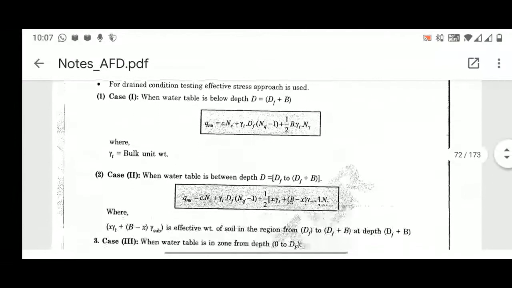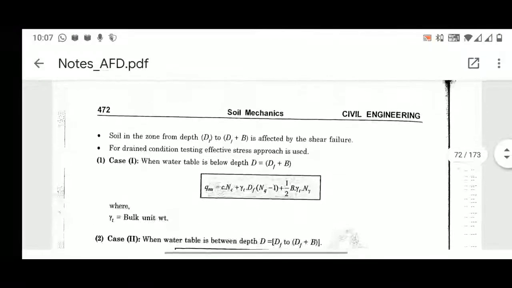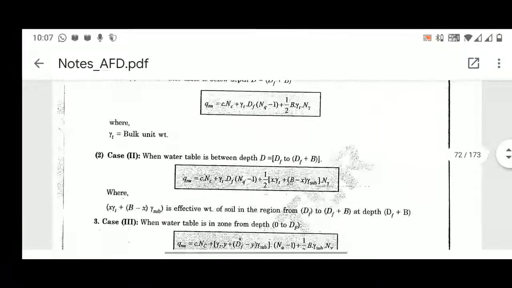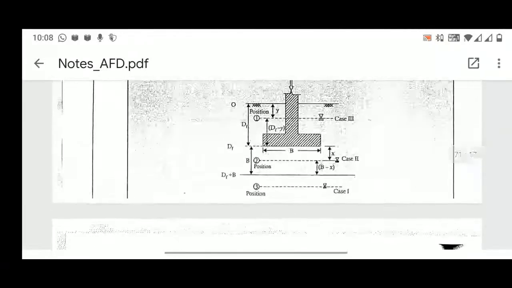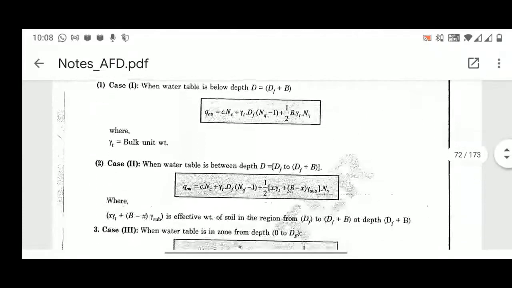Now the second case, when we have the water table in between Df and Df plus B. In this case, which term will be modified? The third term will be modified, that is gamma. Why will the third term be modified? Because the unit weight of the soil will be submerged under the water. That's why this term will be modified accordingly. Now how will it be modified? You have to replace the gamma B term with half times (x gamma_t plus (B minus x) gamma_submerged) N gamma, right?